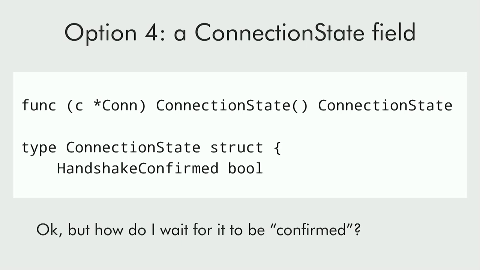So here's what we settled on. The first part is a ConnectionState field. ConnectionState is a structure that is returned by an aptly named ConnectionState method on the TLS connection that tells you whether the handshake is, at this point, confirmed or not. It tells you if the zero-RTT data is still replayable or if we're later in the connection, so everything is safe. So when you're handling an HTTP connection, you can call ConnectionState to decide whether or not you should service this dangerous HTTP request that, for example, is making a transaction.